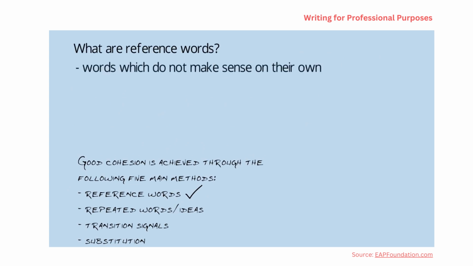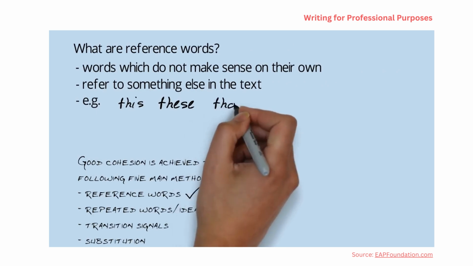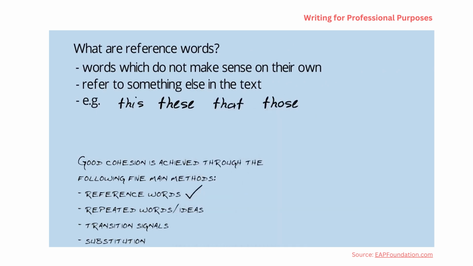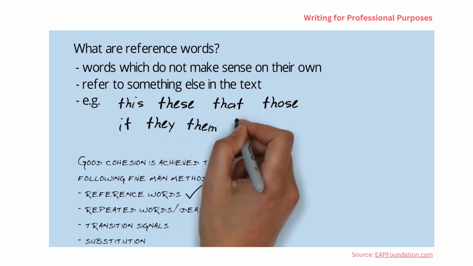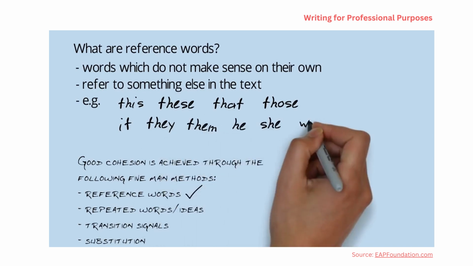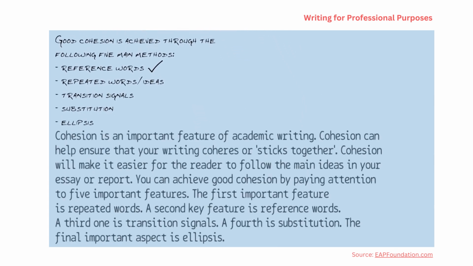What are reference words? Well, these are words which don't make sense on their own because they refer to something else in the text. Examples of reference words are this, these, that, those, it, they, them, he, she, and which. Let's look at a short example text to help us understand reference words, and we'll use this same text later to help us understand the other ways to achieve good cohesion.